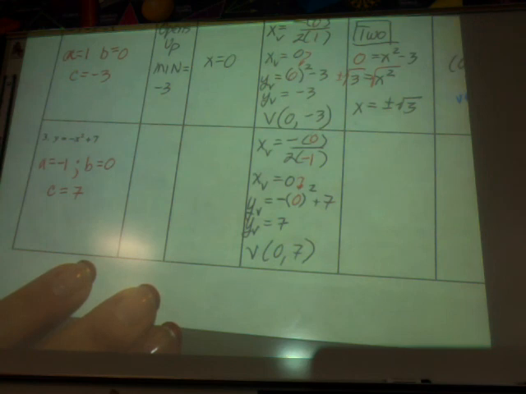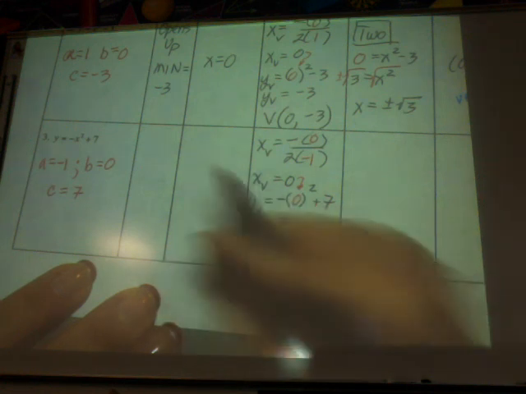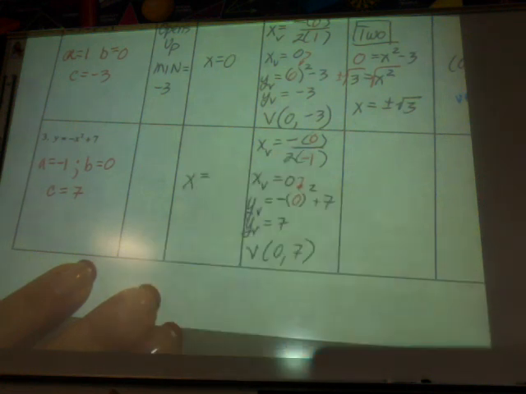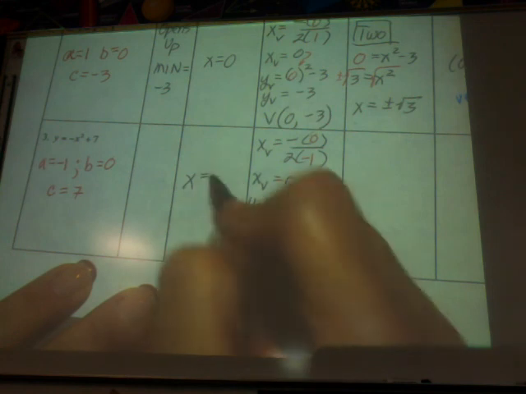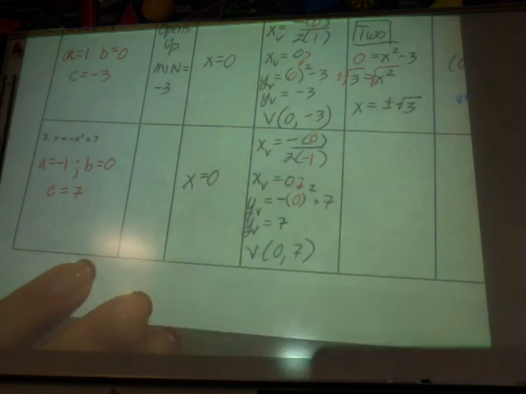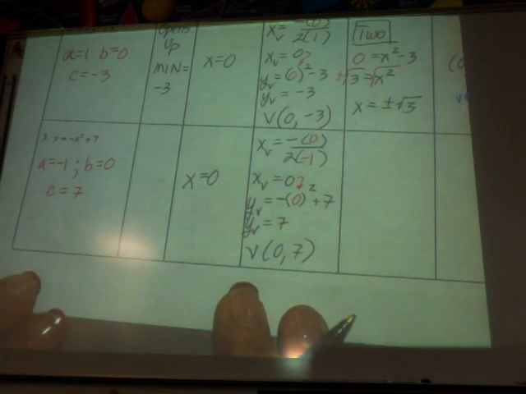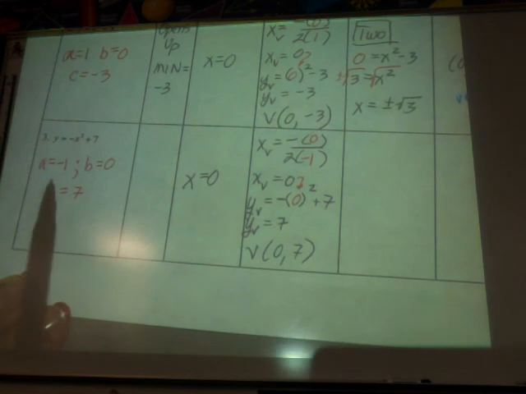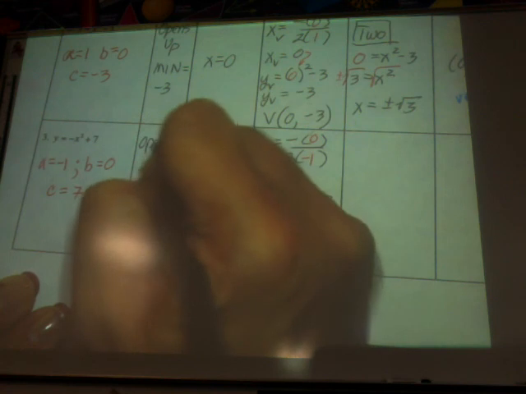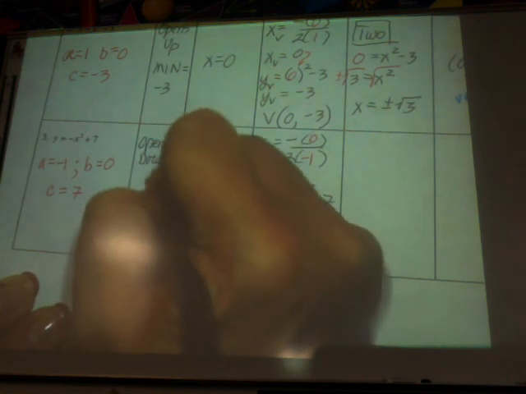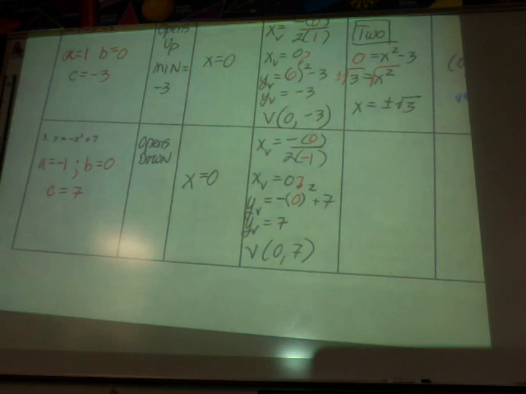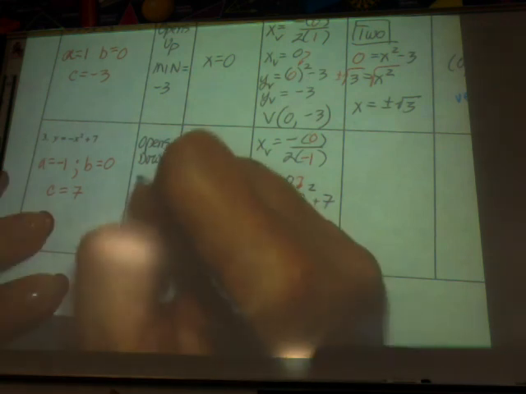So what is your equation for your axis of symmetry? X equals, right? X equals what? 0, just like the last one. And then, does our parabola open up or down? Look at A. So it opens down. So you might want to put opens down. If it opens down, does it have a max or minimum point? Is your vertex at the top or the bottom? Top. So it's a max value of what?